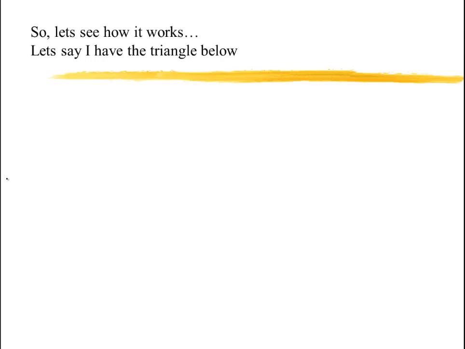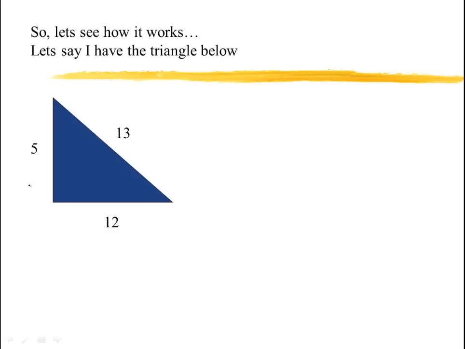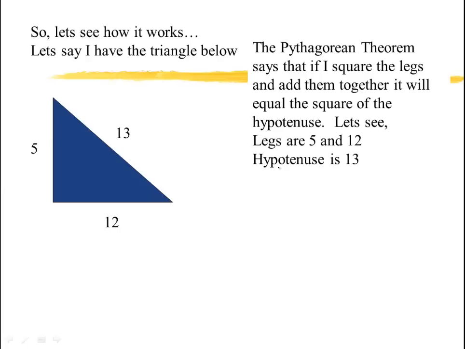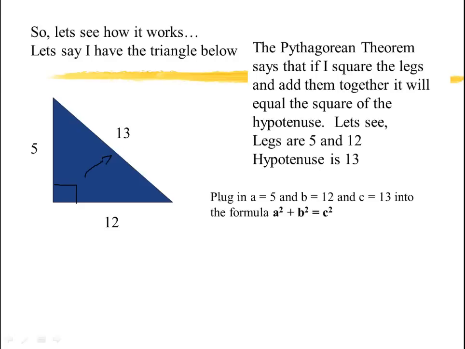Okay, let's look at one. Let's look at the triangle below. If I take the leg squared plus the leg squared, it should equal the hypotenuse squared. So my legs are 5 and 12, and my hypotenuse is 13. How can I tell my hypotenuse? It's always opposite the right angle. So I'm going to do 5 squared plus 12 squared equals c squared, plugging in my a, my b, and my c.